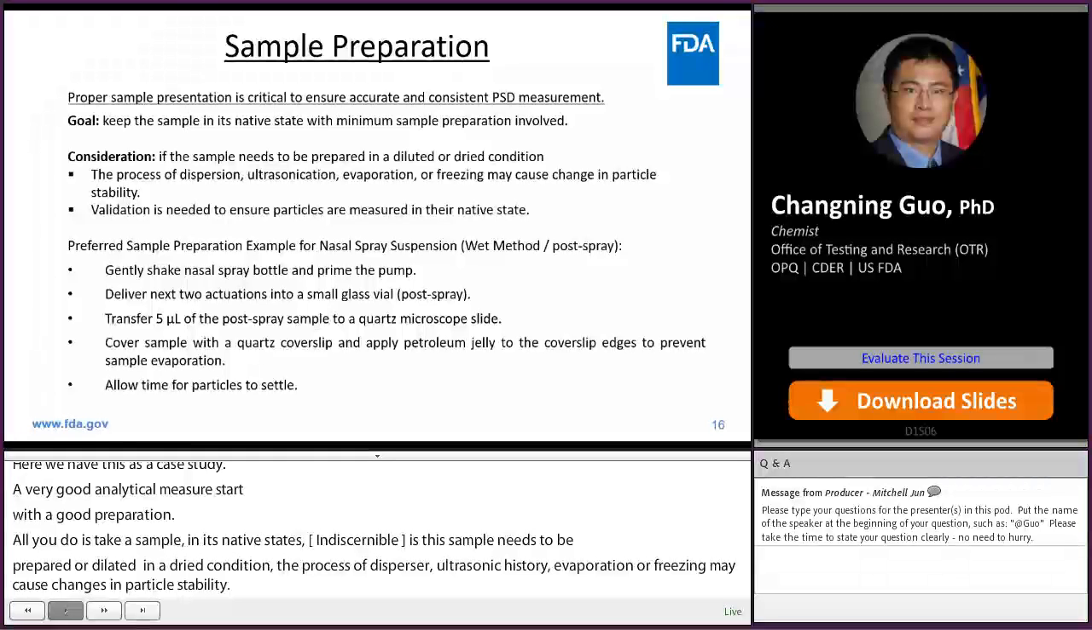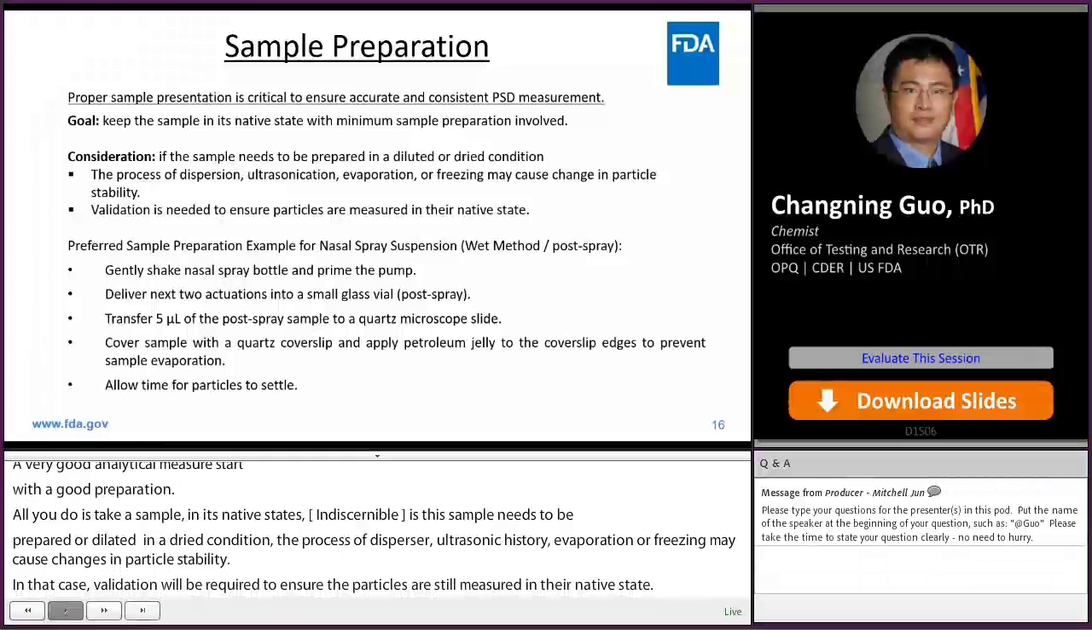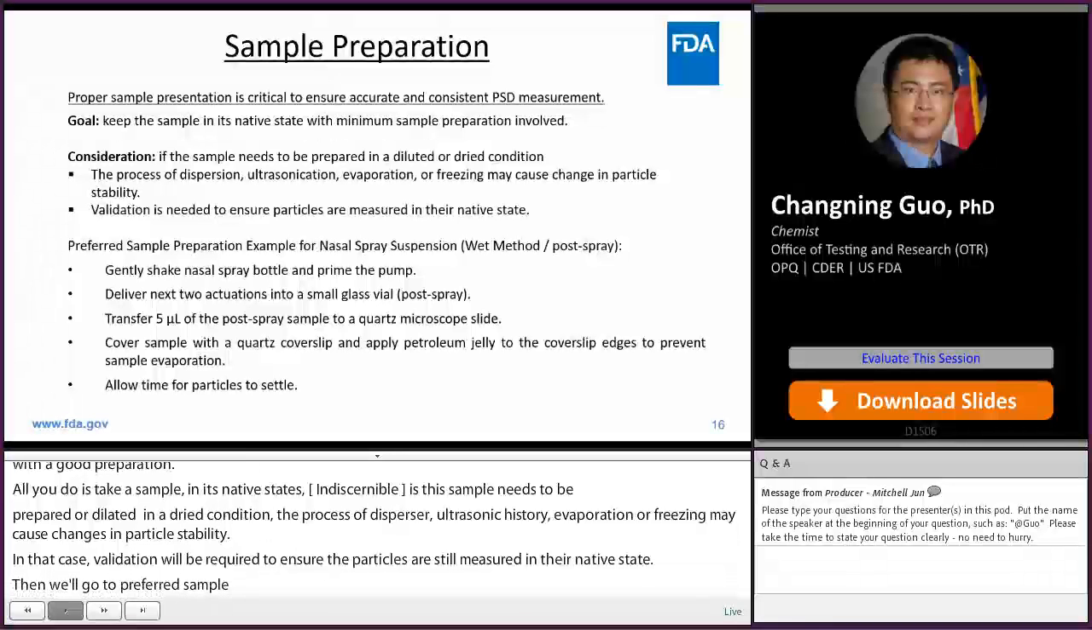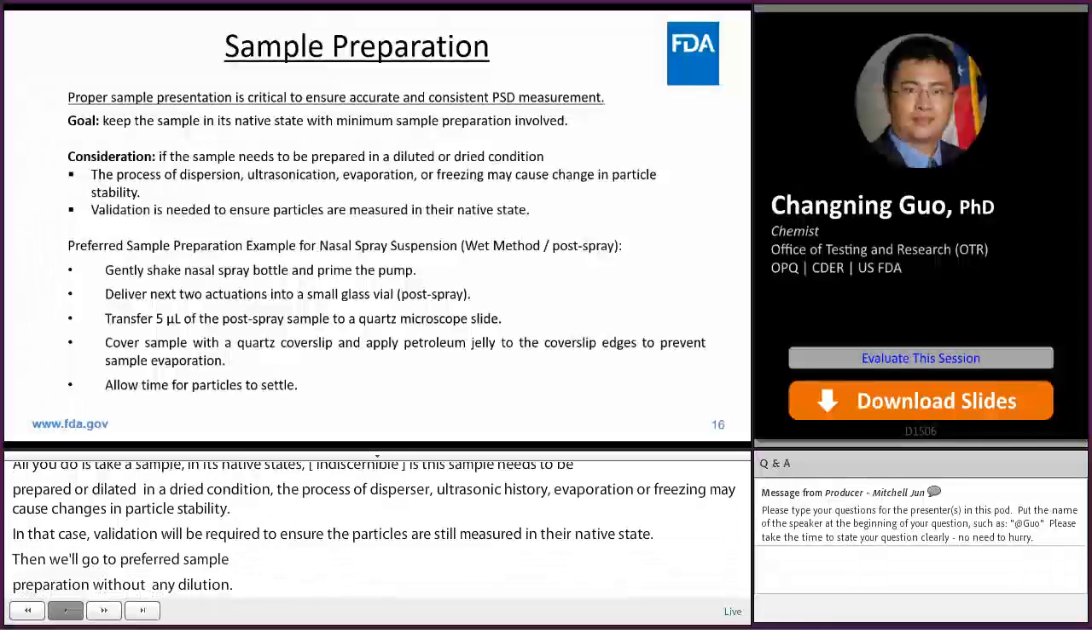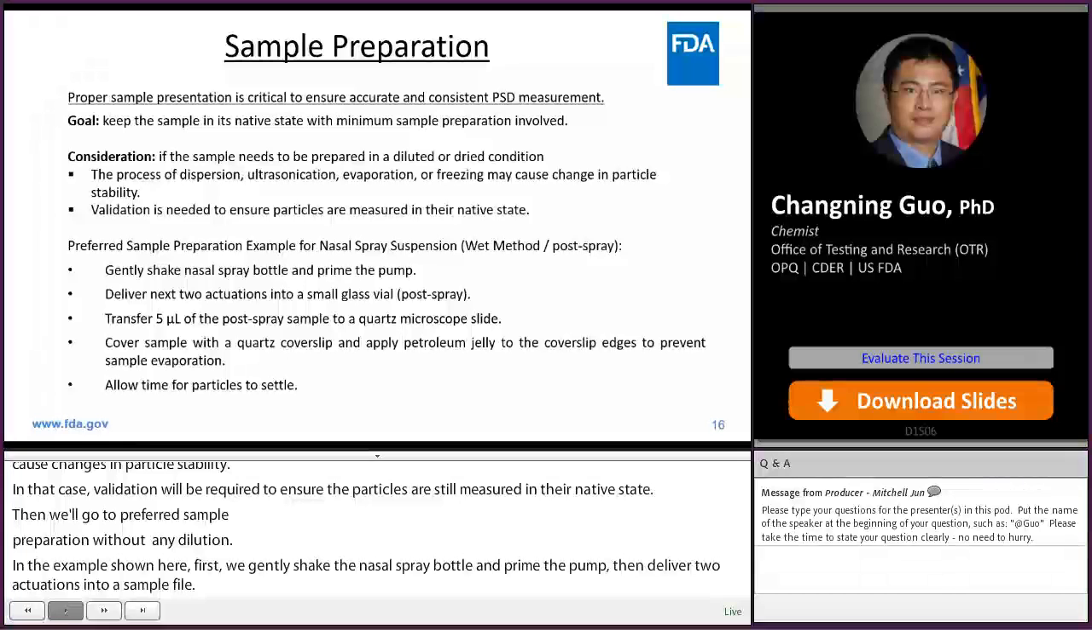First, we gently shake the nasal spray bottle and prime the pump, then deliver 2 actuations into a sample well. After that, we transfer 5 microliter sample onto a microscope slide, cover it using a cover slip, and apply petroleum jelly to seal the edge to prevent sample evaporation. Finally, we allow time for the particle to settle.